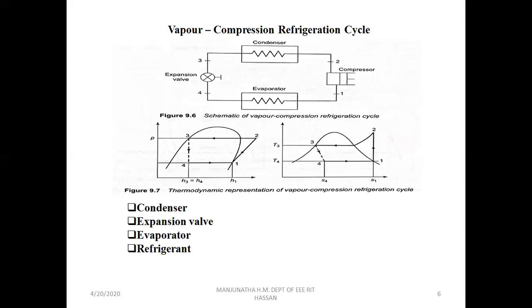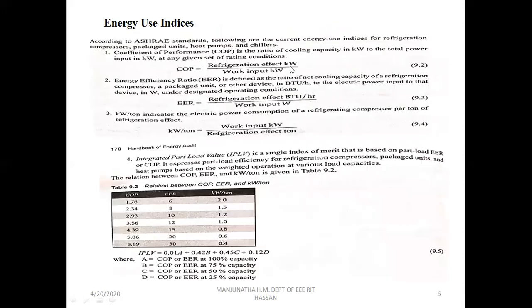A schematic diagram of the refrigeration cycle and its representation on the pH and TS diagrams are shown in this diagram. This is the working of the vapor compression refrigeration cycle. In the examination, they may ask you to explain the working of the vapor compression refrigeration cycle with a schematic diagram. At that time, you should draw this diagram and explain how the cycle works. Now come to the next topic, the energy use indices.